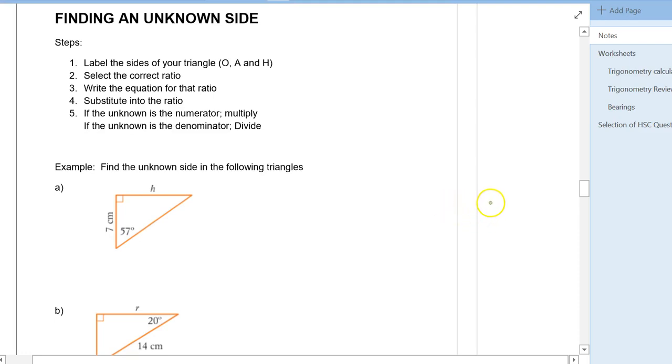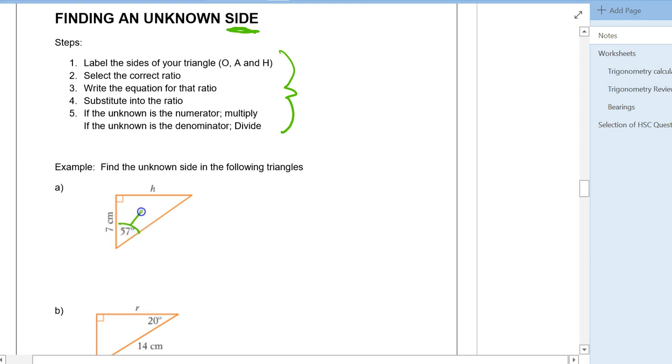All right, with trigonometry, we can find a side or an angle. So in this case, we're going to find a side. And there's 5 steps involved with finding a side. The first thing you need to do is label your triangle. So we'll do that down here.